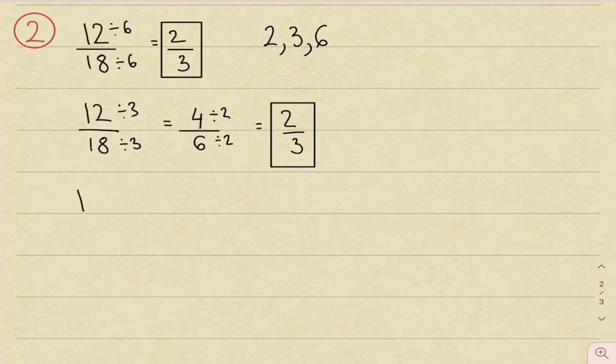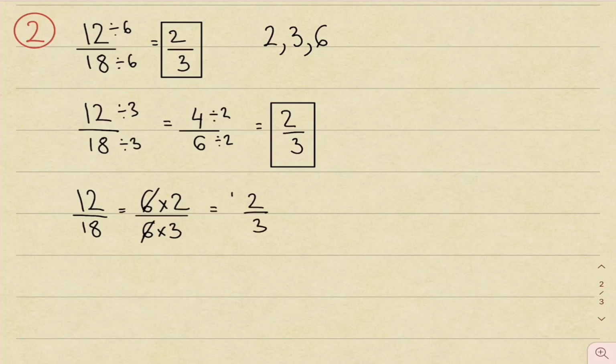Now let me go ahead and do the other way as well. 12 over 18. So what are two numbers that give me 12 when I multiply them? It is 6 times 2. And what are two numbers that give you 18? 6 times 3. So 6 and 6 cancel each other, and the answer is 2 over 3. So I wanted to choose 6 times 2 and 6 times 3. So that way, these two 6's cancel each other, and then I just end up with 2 over 3.